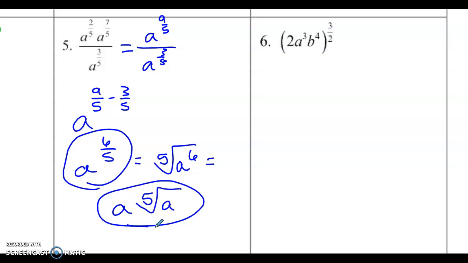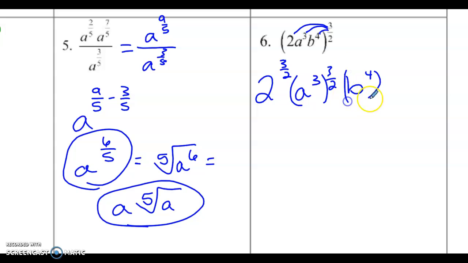All right, number 6. Since there's no addition or subtraction sign, you want to apply the exponent to each variable or value. So we're going to have 2 to the 3 over 2 power, a to the 3rd to the 3/2 power, and b to the 4th to the 3/2 power.